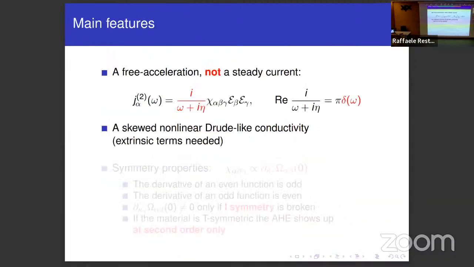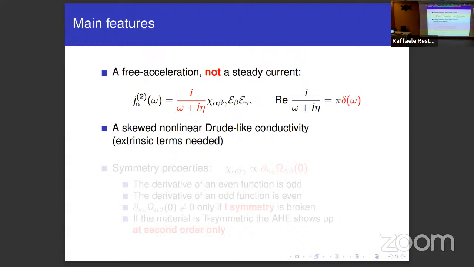So this is not the current. Different from the linear Hall conductivity, it does give a steady current, gives an acceleration, and you need an extrinsic effect to have a finite effect, of course, exactly like the Drude weight. So it's a kind of Drude weight. It's kind of Drude-like conductivity, but of course it is skewed. The real Drude conductivity is linear, and this is just a transverse Drude-like conductivity, but having the same feature.